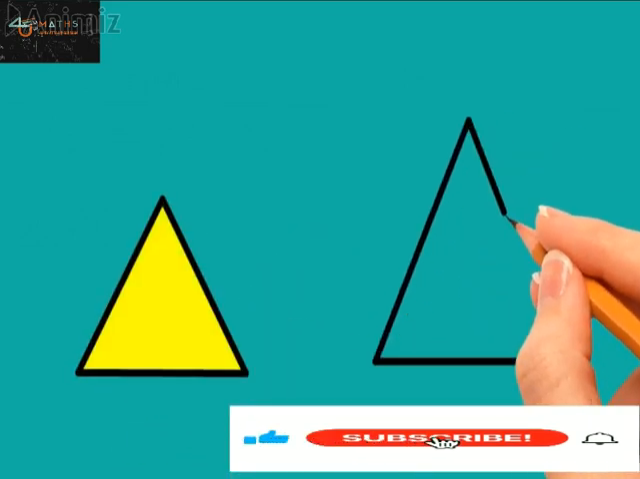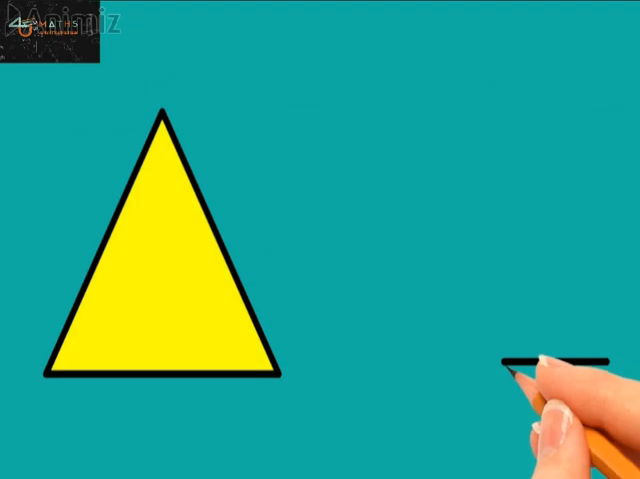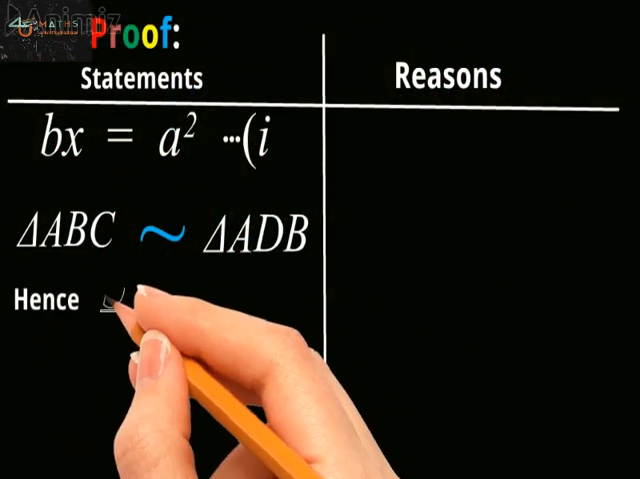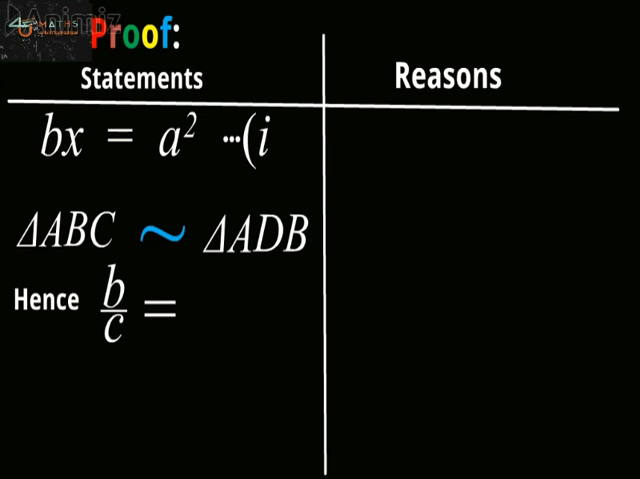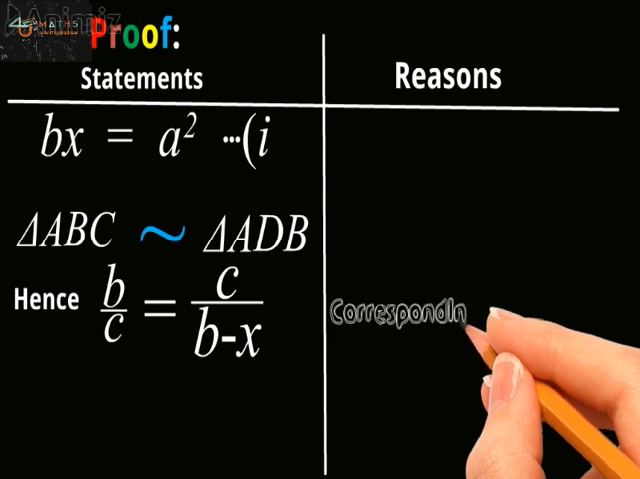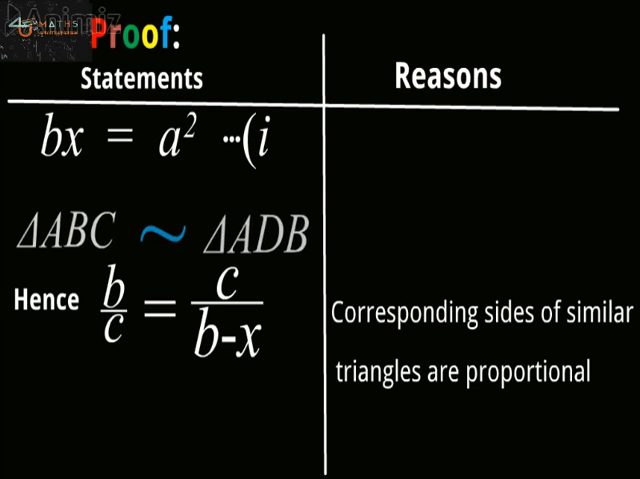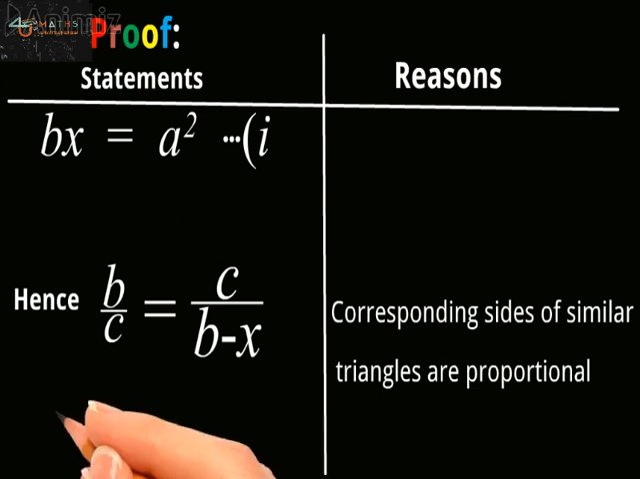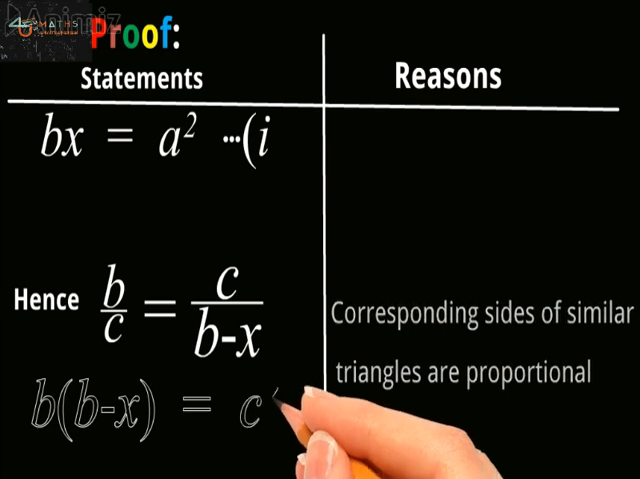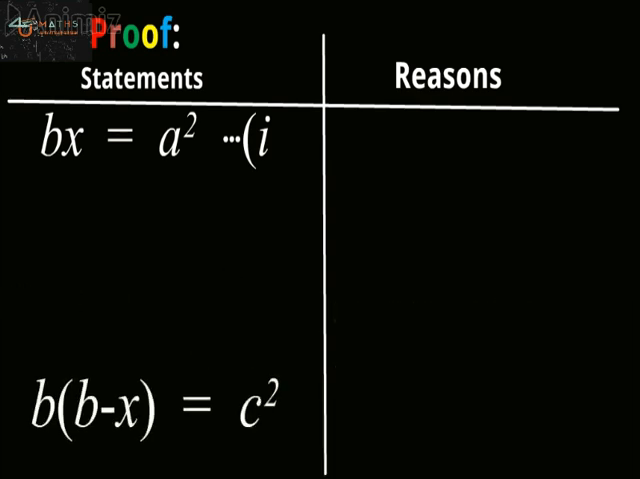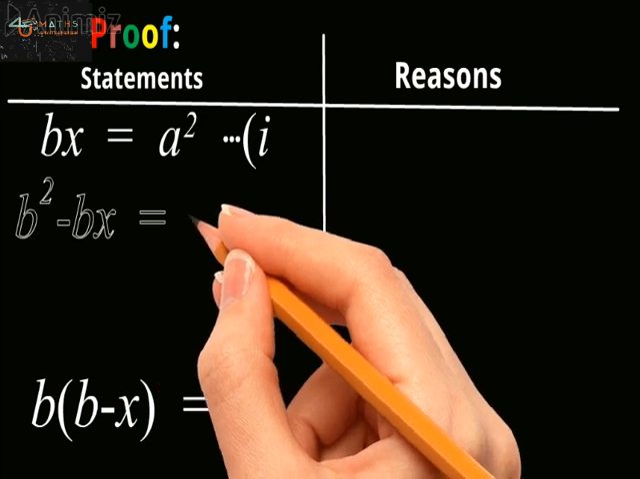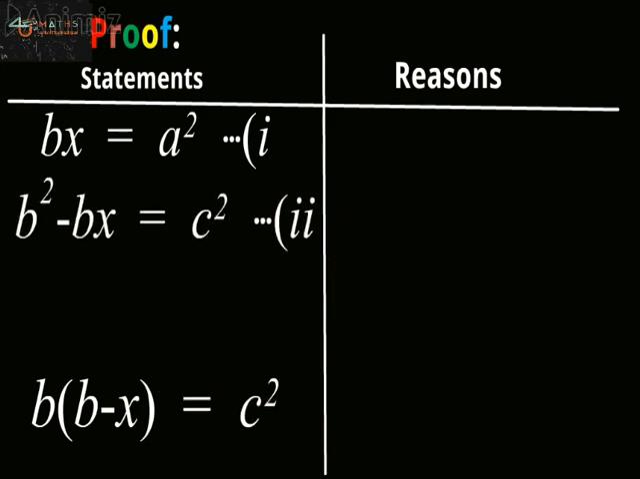And hence, we know that if the triangles are similar, then the lengths of their sides will be proportional. Hence, we can write b divided by c is equal to c divided by b minus x. The reason for this is that they are the corresponding sides of the similar triangles. Simplifying this, we get b into b minus x is equal to c square, or we can write b square minus bx is equal to c square. Mark this as the second equation.